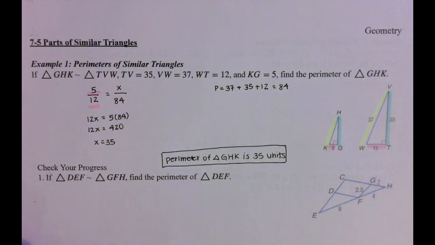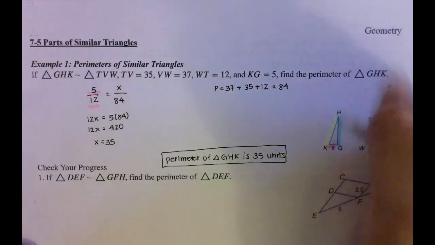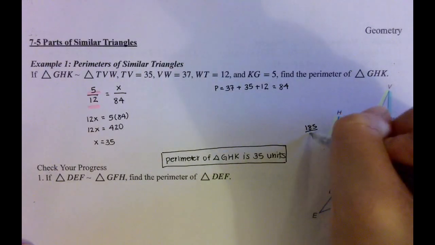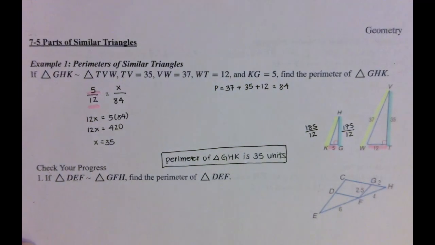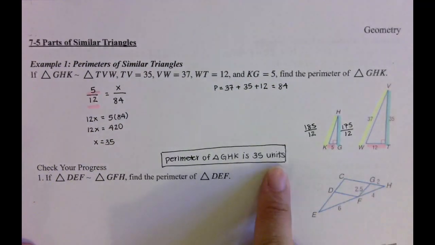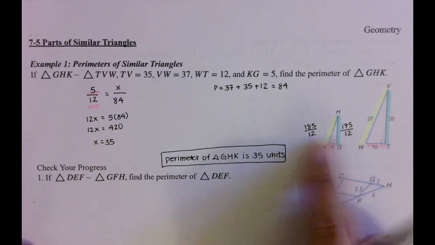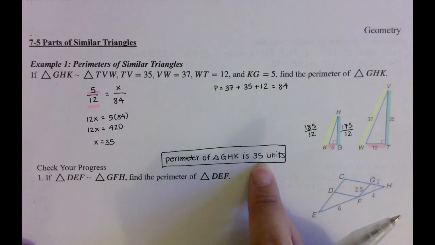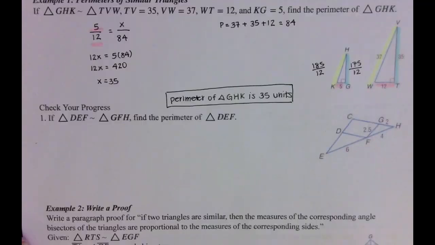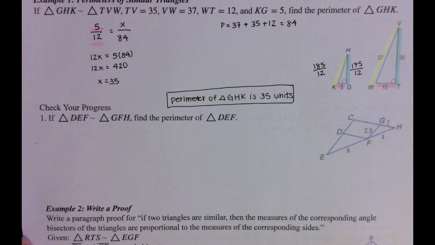And so what we know is that if we were to find all of the sides, this is 175 over 12, and this is 185 over 12. And so if we add all of these sides together, we end up with 35. So if I also just found each side using what we've learned before, we would see that it also works. But this is the shortcut, so that way we don't have to find every side. So why don't you try CYP1, and then once you're done, come check your answer.